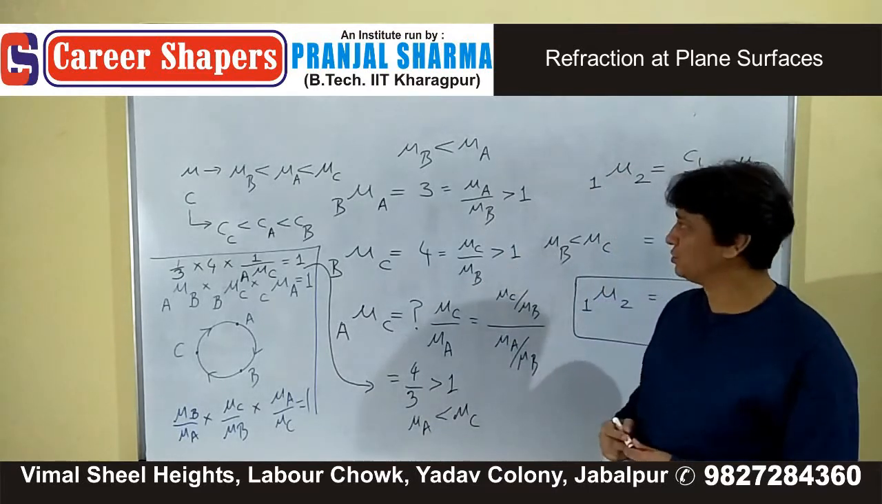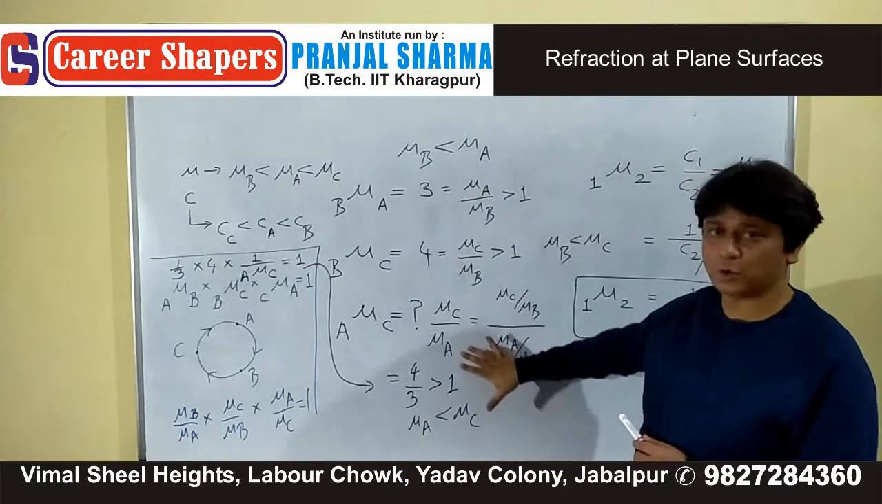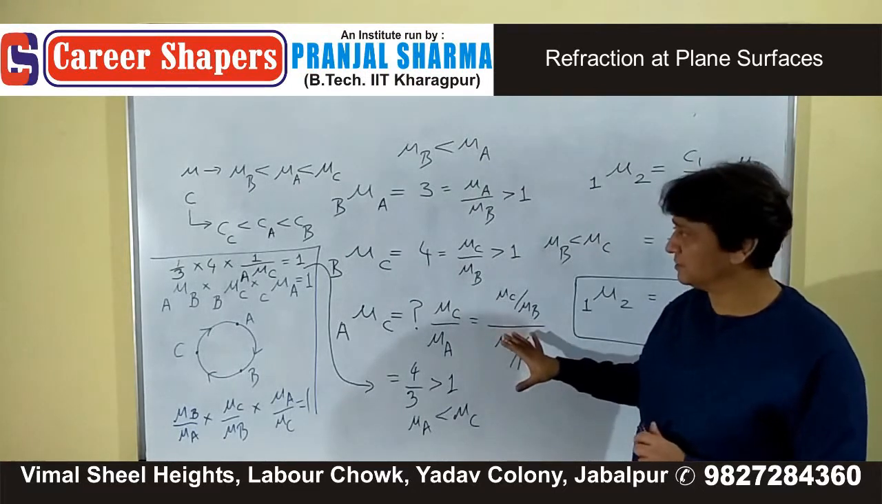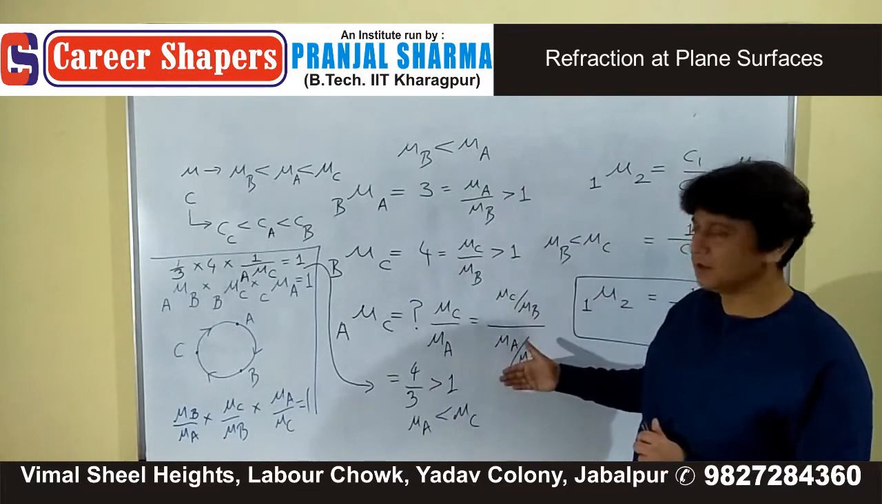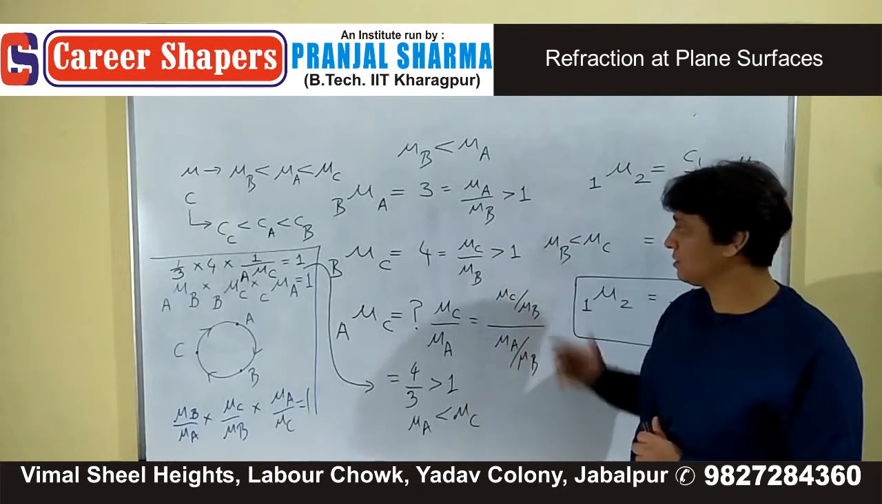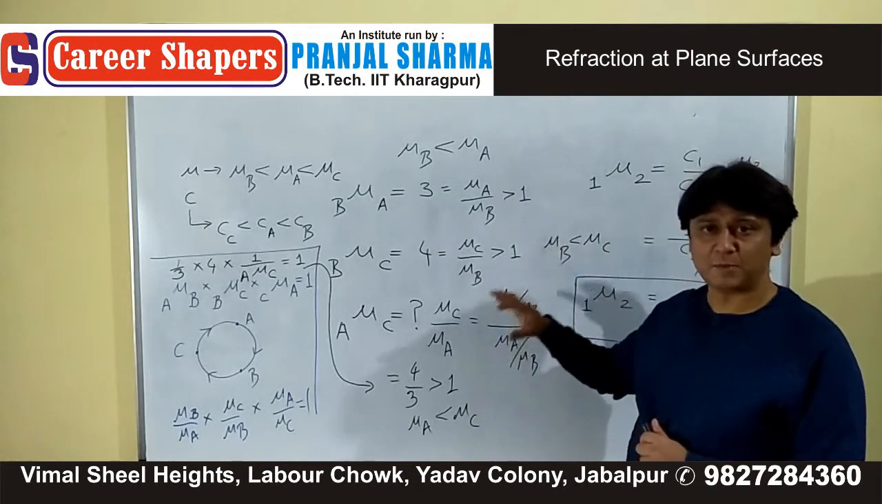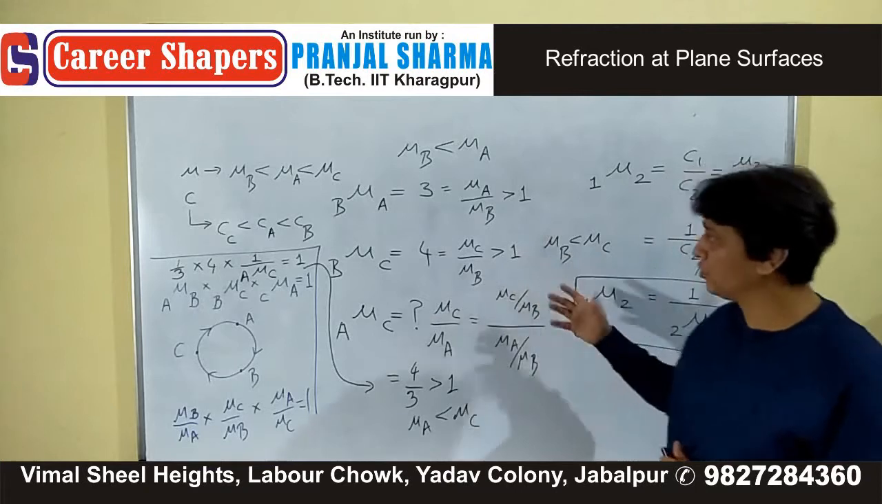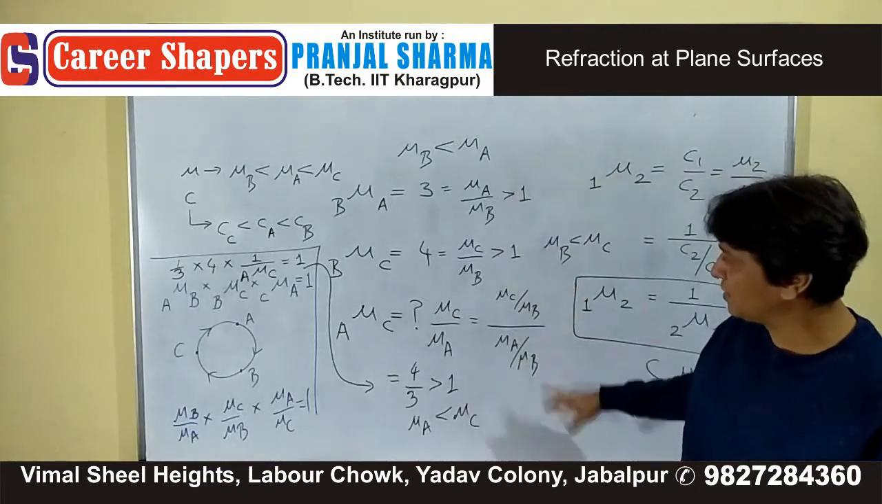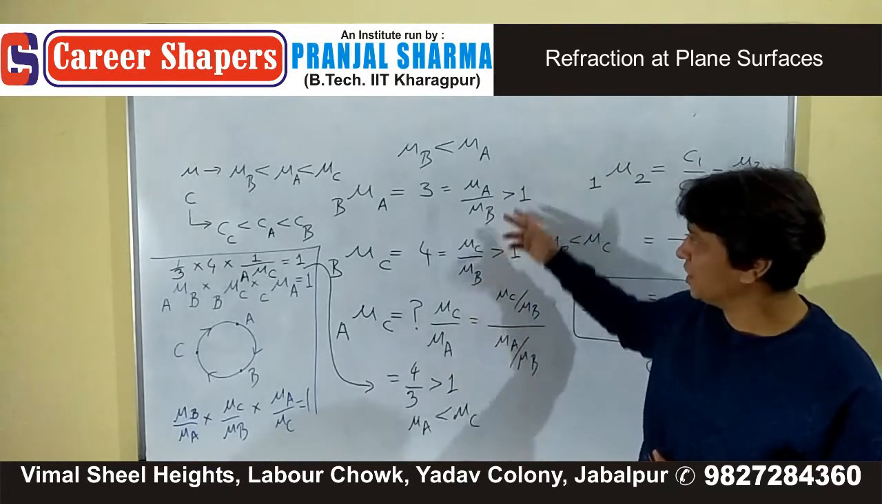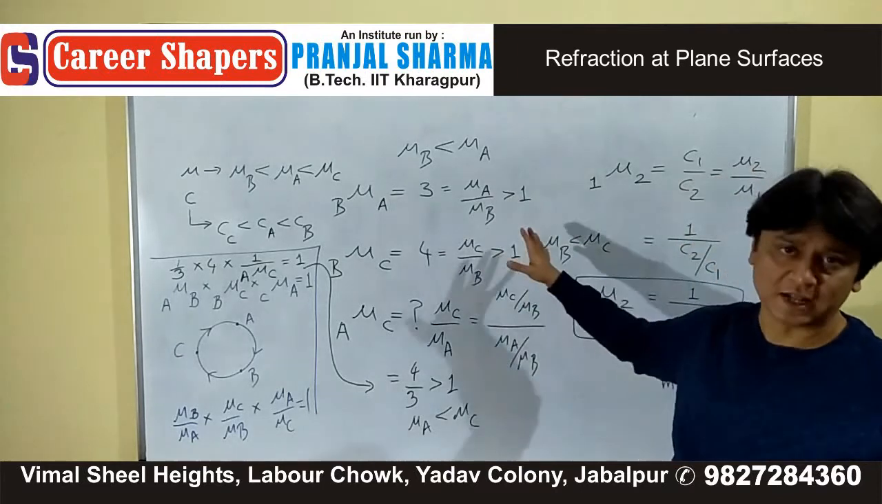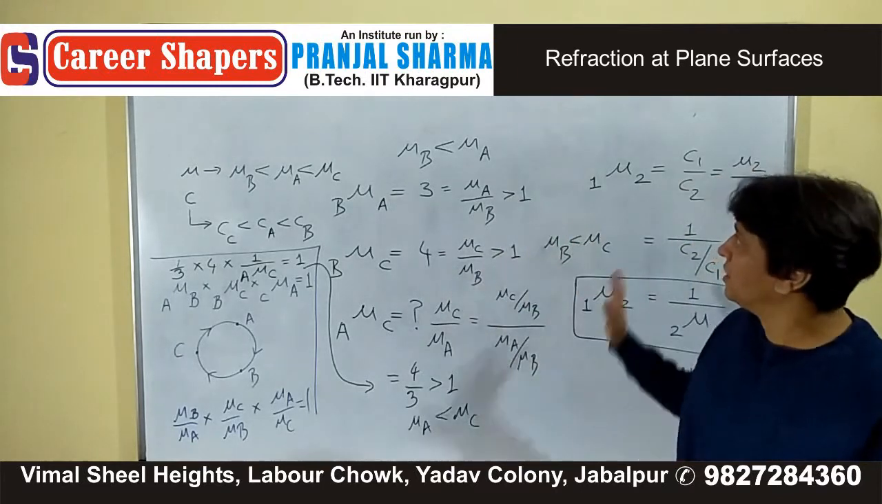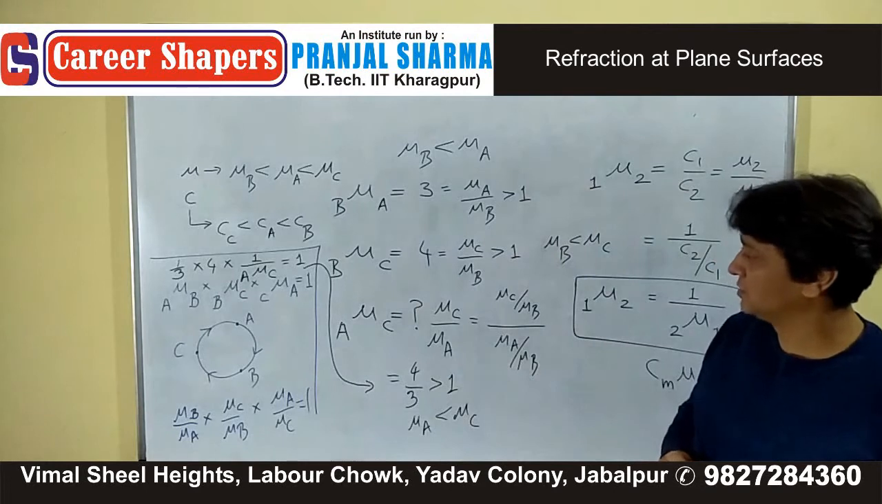But I will advise you that always follow this technique. It's much easier. You can simply see the relation and you can find out what to do. You need to multiply or you need to divide. That thing you can easily see. We have to find mu C upon mu A. You can see mu B and mu B is what? Cancel. Note down this much.